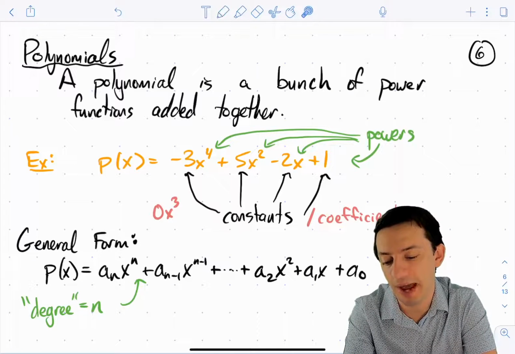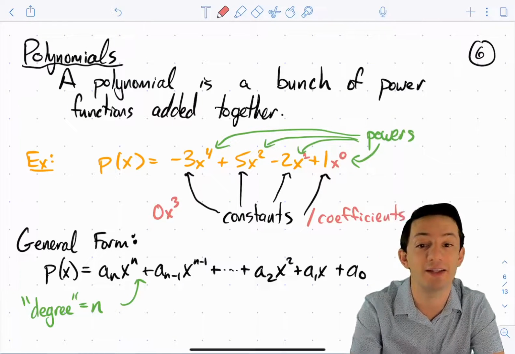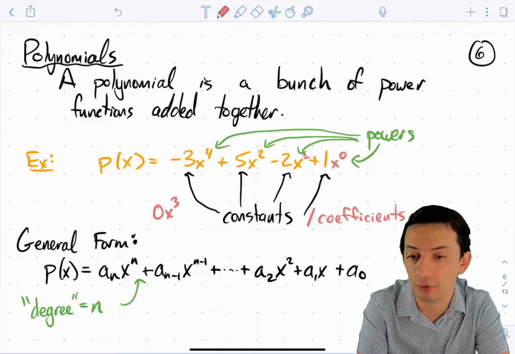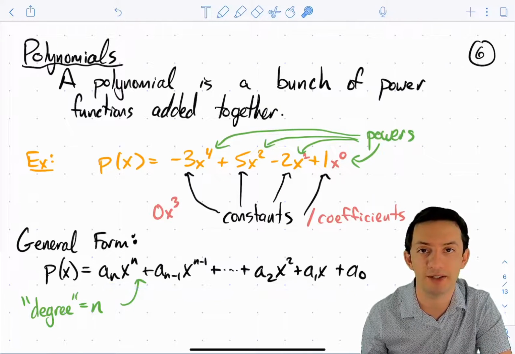And then we've got the powers. That's the x to the 4th, x squared, x. This is really secretly an x to the 1. And even though we didn't write it, that's an x to the 0. The general form of a polynomial looks kind of like this. Now, this looks complicated, but I promise it's not as scary as it looks.